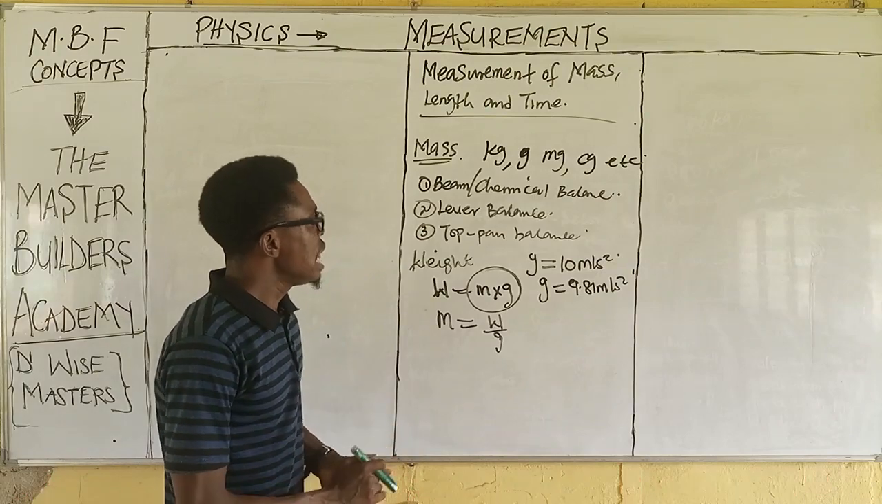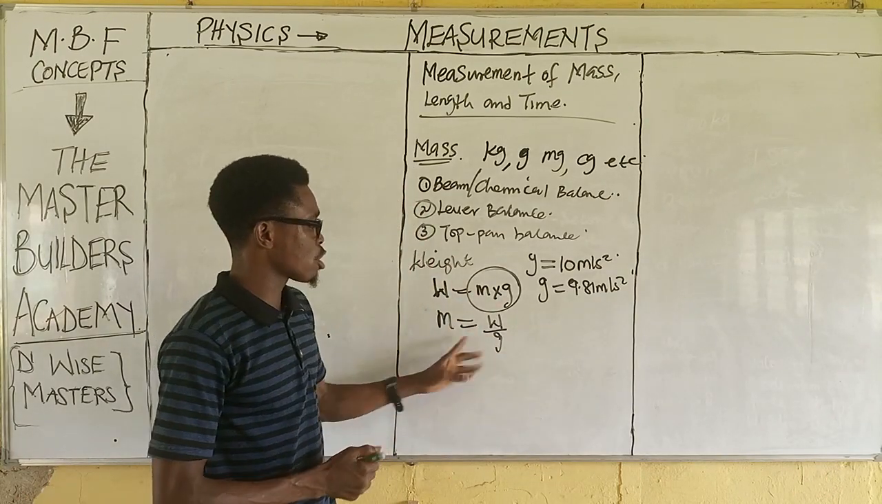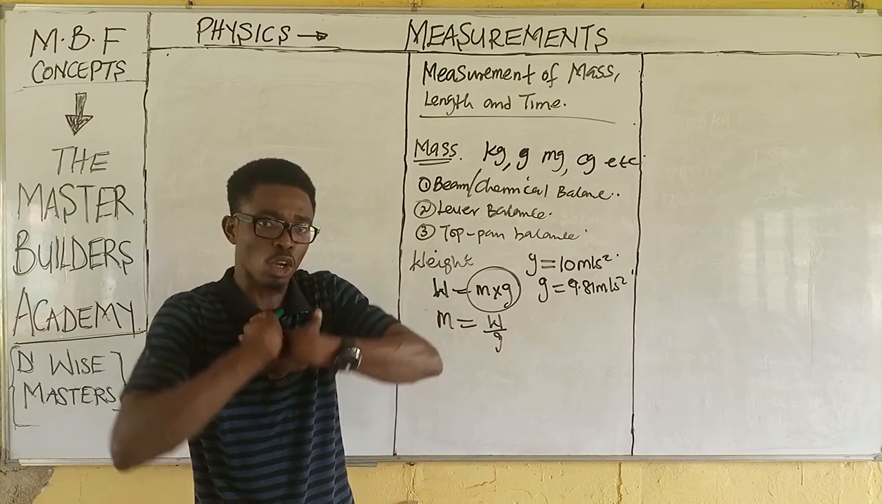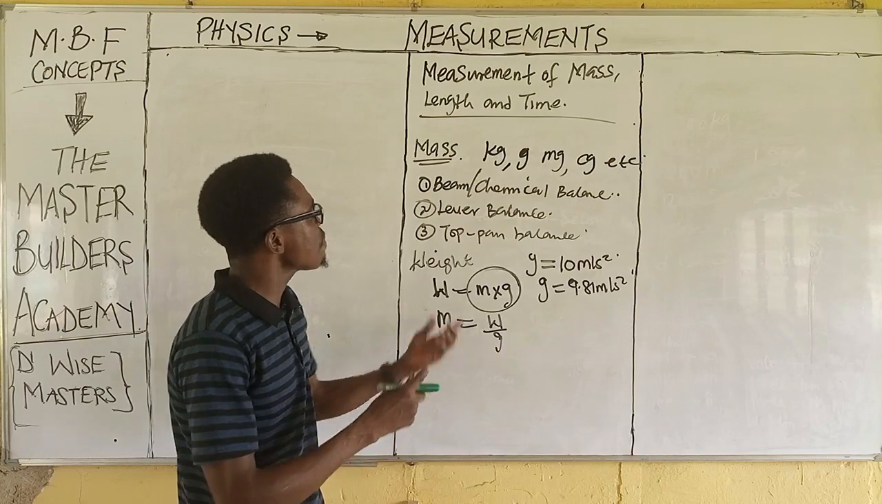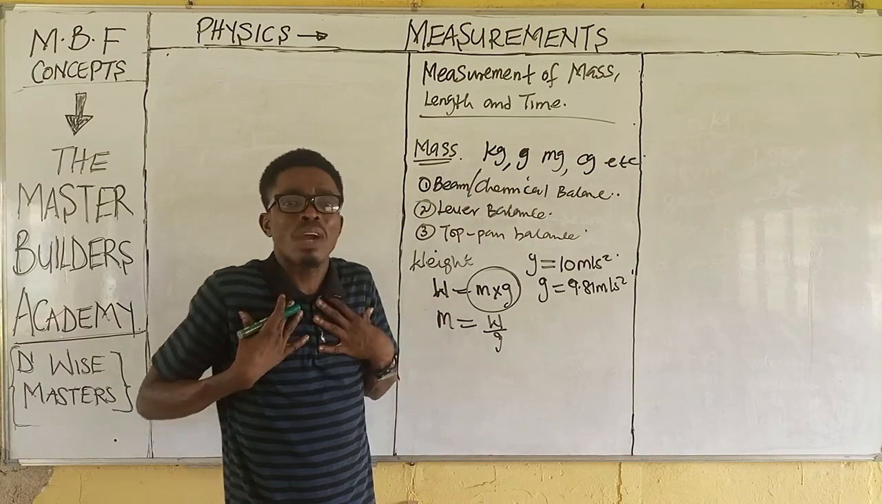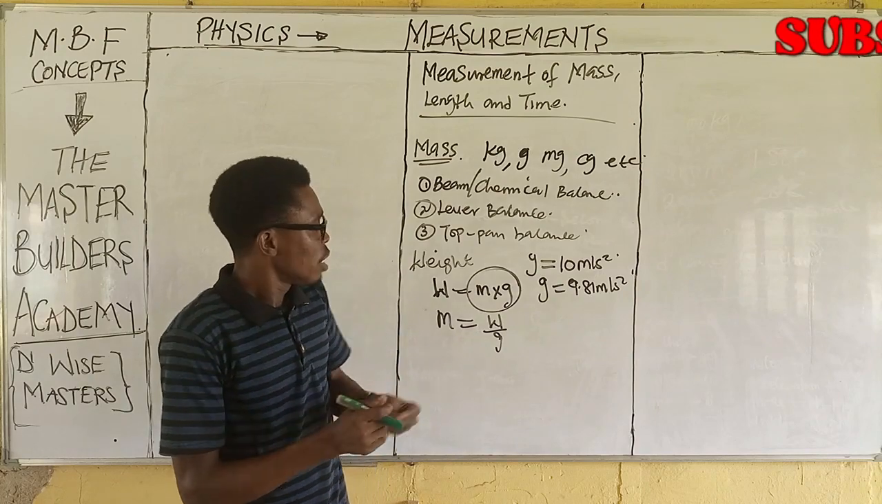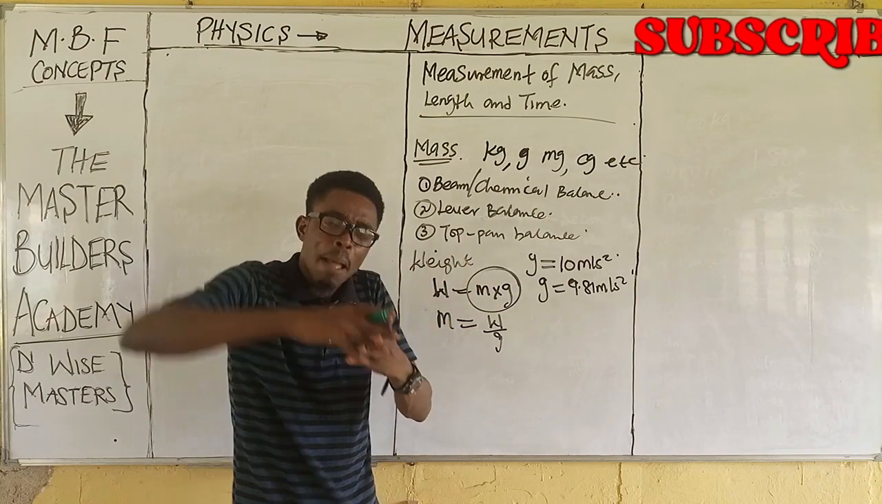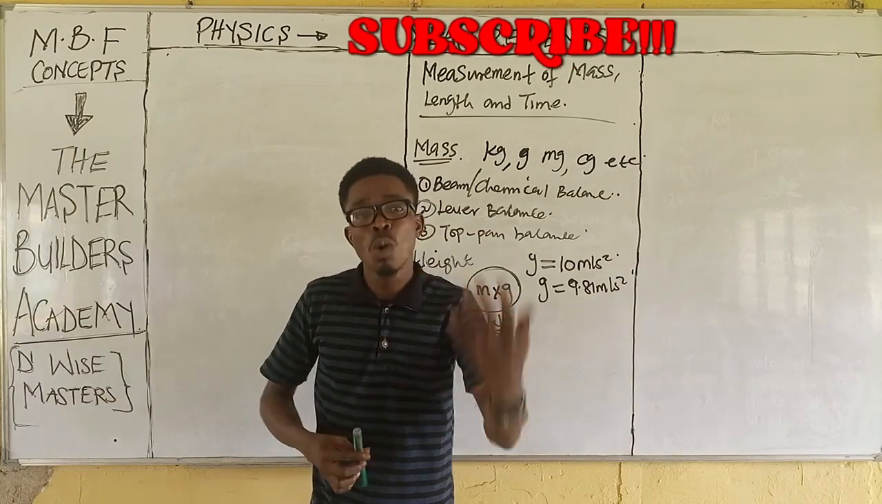Now, anytime I know the weight of an object, I can get the mass of the object by simply dividing the weight of that object by acceleration due to gravity. Similarly, if I know the mass of an object and I want to get the weight of the object, all I simply need to do is to multiply the mass of that object by acceleration due to gravity. So therefore, what is weight, guys? What is the weight of an object?